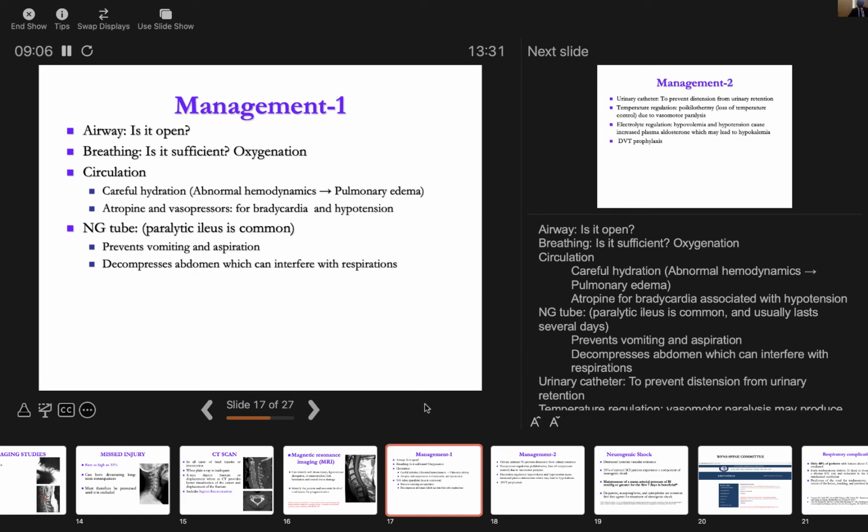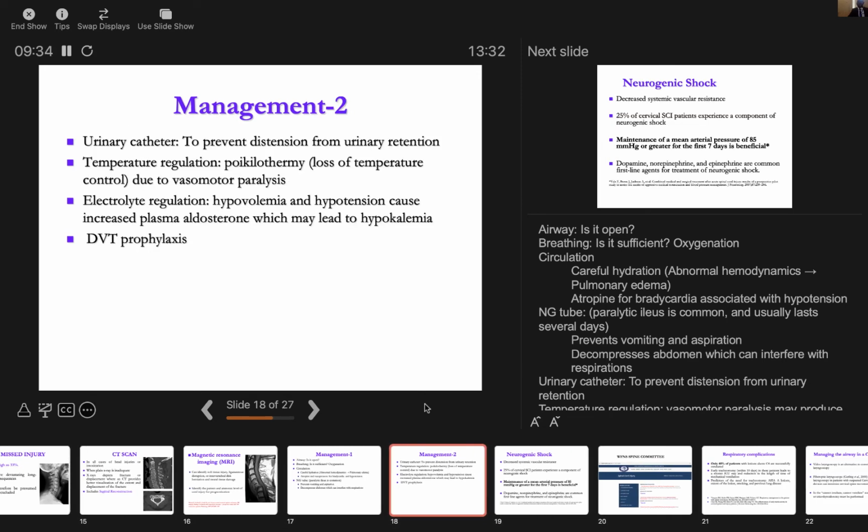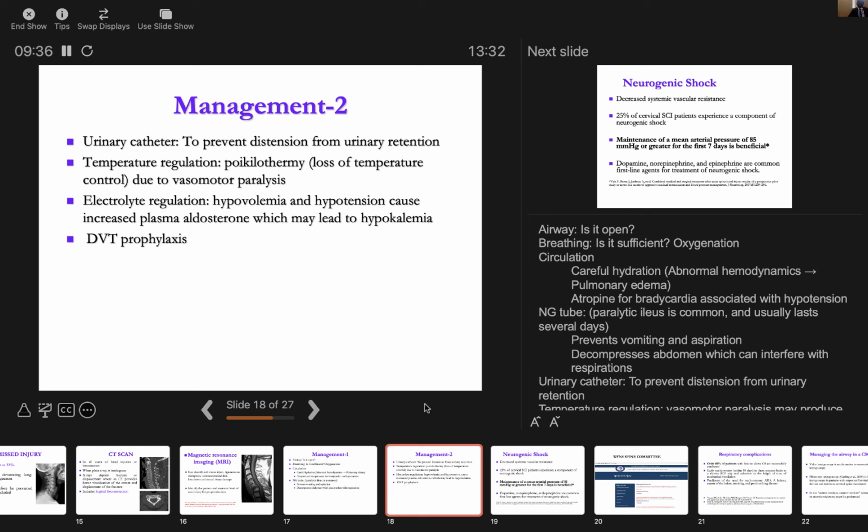Atropine and vasopressors may be necessary to correct bradycardia and hypotension, and a nasogastric tube is necessary because most of the patients with neurological deficit have autonomic findings also, like paralytic ileus. It prevents vomiting, aspiration, and decompresses the abdomen, which helps better breathing. And then we need a urinary catheter to prevent distension from urinary retention, also to follow up neurological status. And temperature regulation is important.